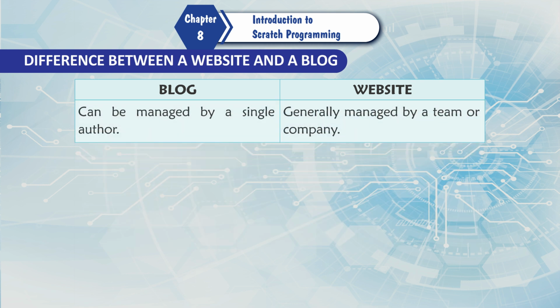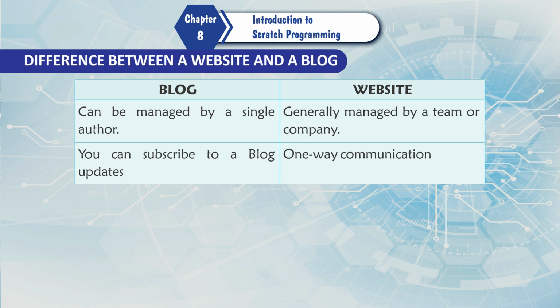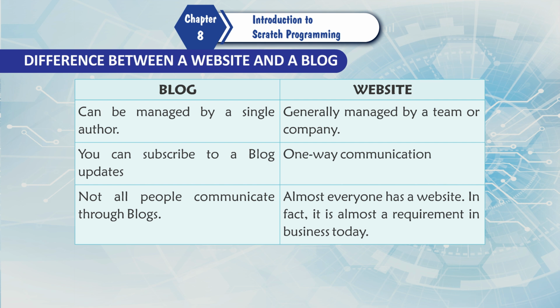Blog: can be managed by a single author. Website: generally managed by a team or company. Blog: you can subscribe to blog updates. Website: one-way communication. Not all people communicate through blogs. Almost everyone has a website. In fact, it is almost a requirement in business today.